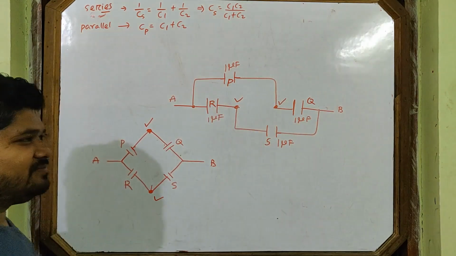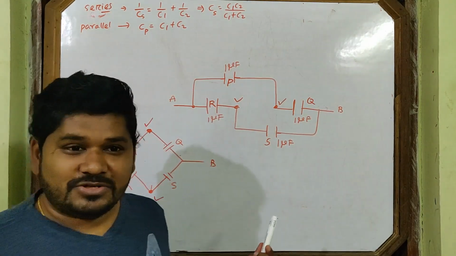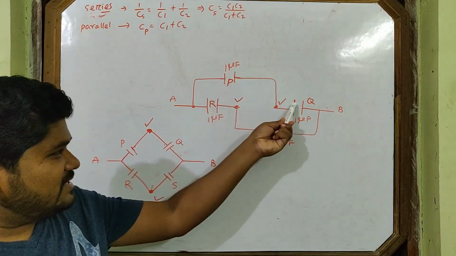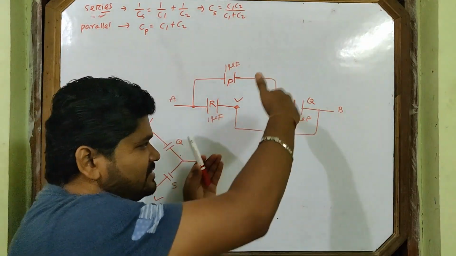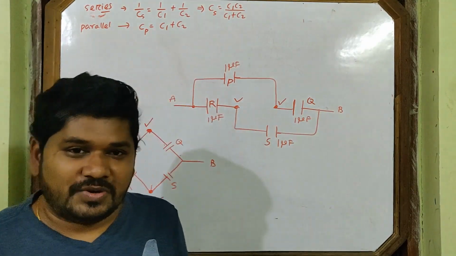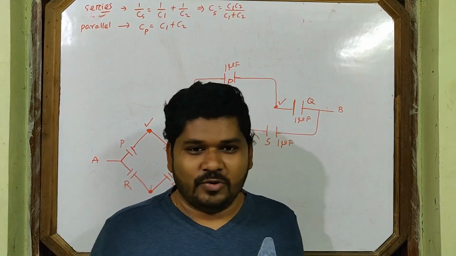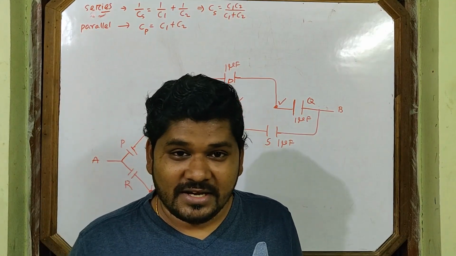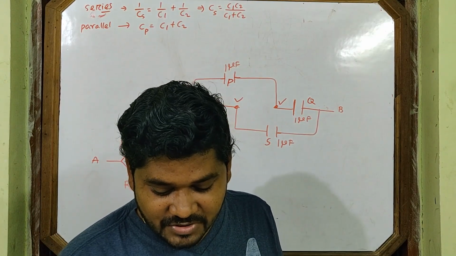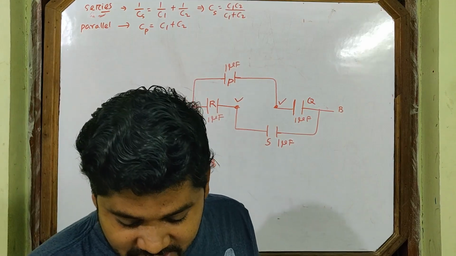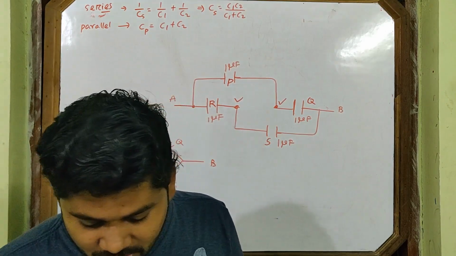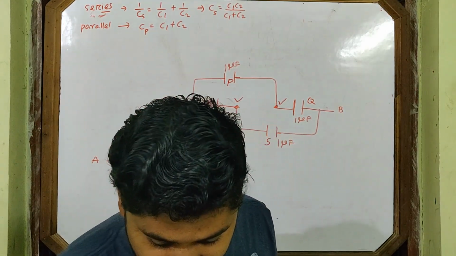Now see the connection. It's nothing but a Wheatstone bridge. These 2 are in series, these 2 are in series, then these 2 series are in parallel. So how I have done the Wheatstone bridge, you will also do like that, nothing to be worried. Understand? So this is about the Wheatstone bridge connection. Now we'll go to the next connection, capacitor connection.